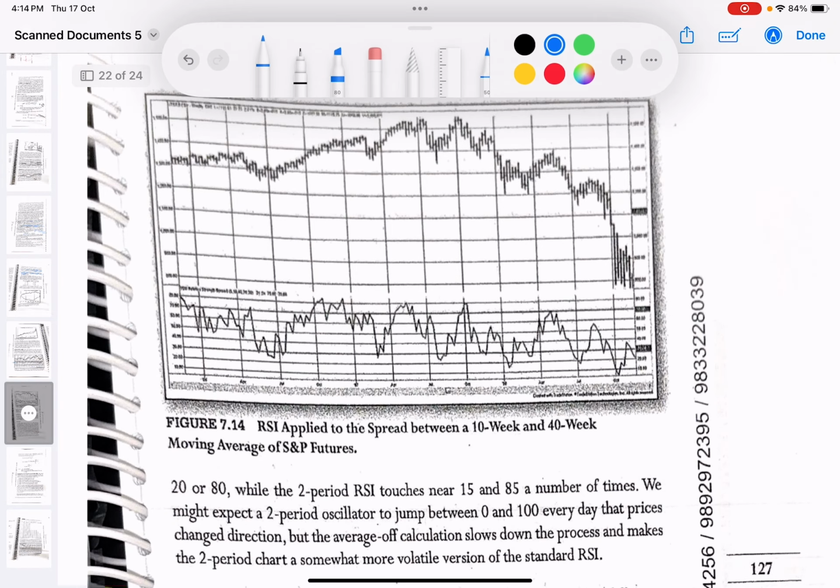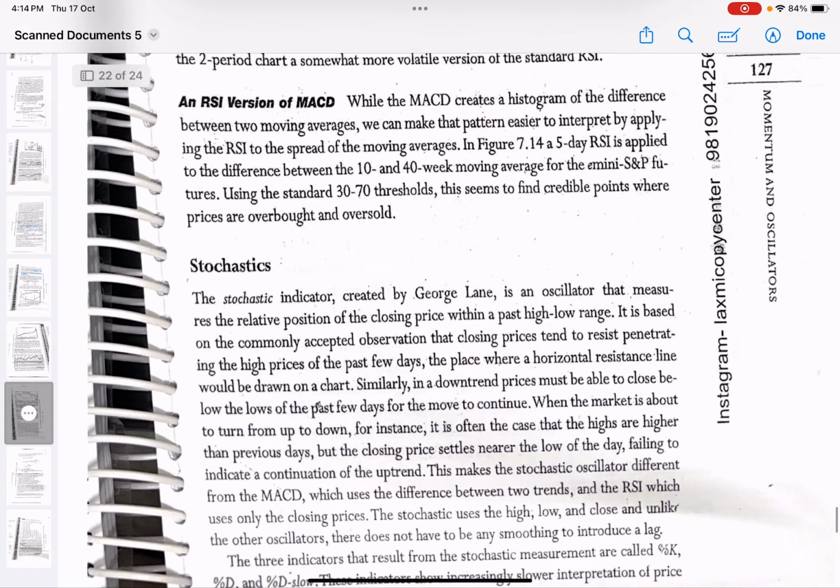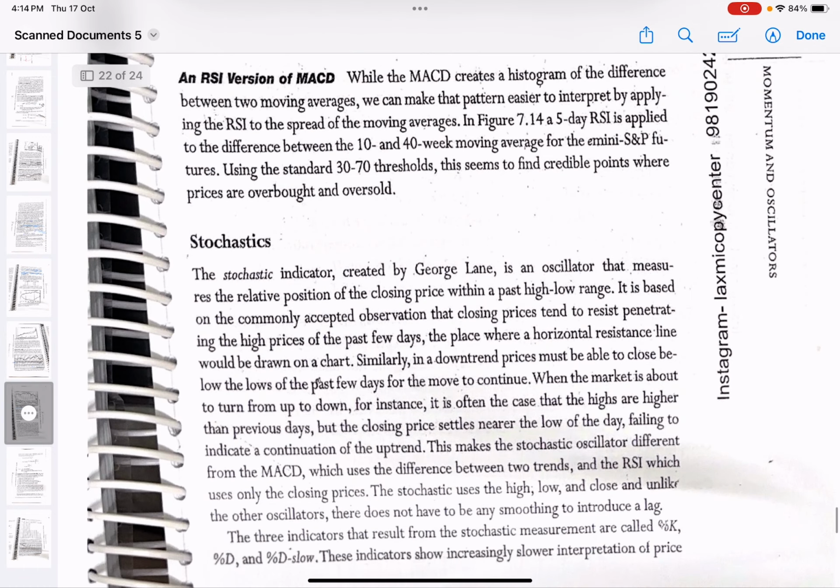So this is RSI applied to the spread between a 10-week and 40-week moving average of the S&P futures. An RSI version of MACD. While MACD creates a histogram of the difference between two moving averages, we can make that pattern easier to interpret by applying the RSI to the spread of the moving averages. A 5-day RSI is applied to the difference between the 10 and 40-week moving average for the E-mini S&P futures.